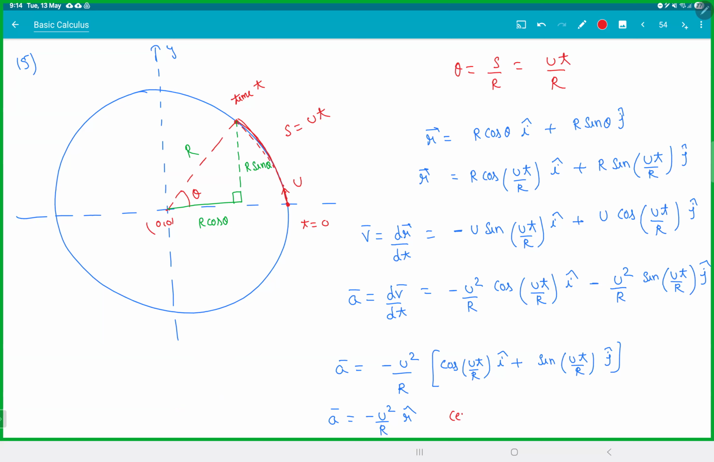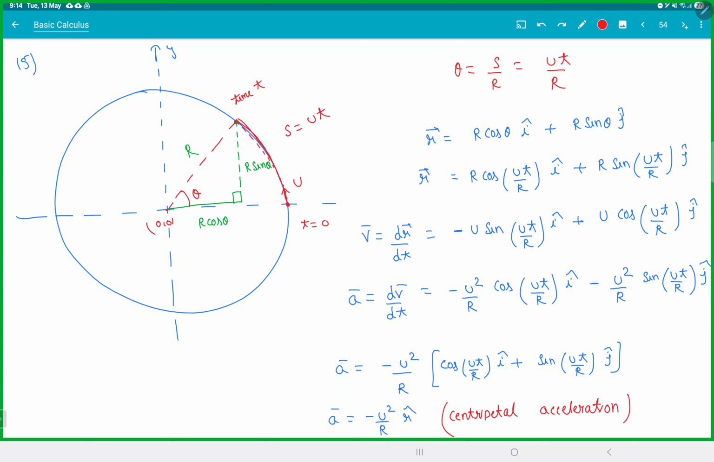Sir, so can we say that the acceleration for any circular motion is always towards the center? Not necessarily. If speed is constant, yes. If speed is changing, it is not true. Then you will have to differentiate this u also. It will become a chain rule, product rule. Are you getting this?